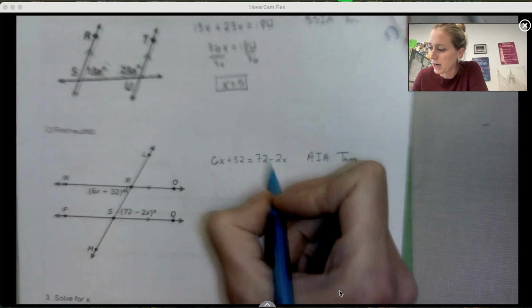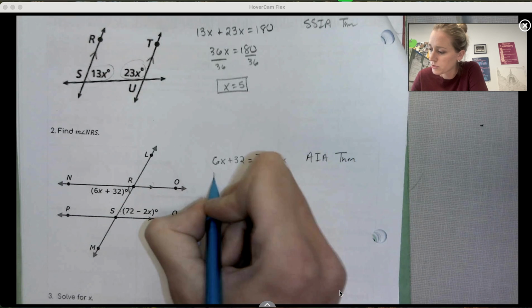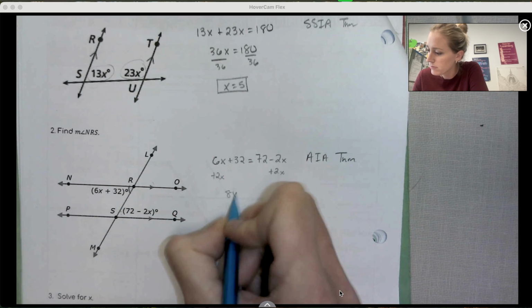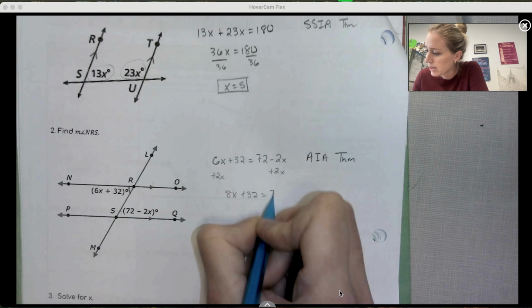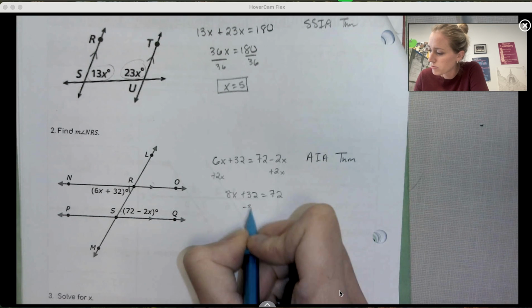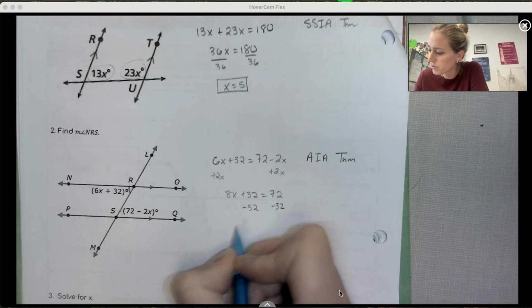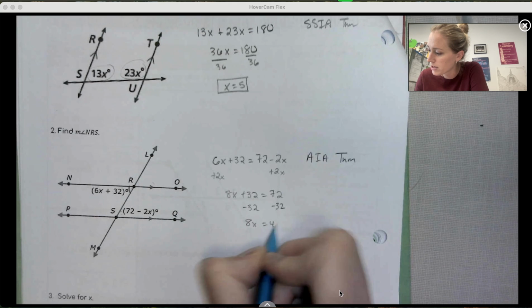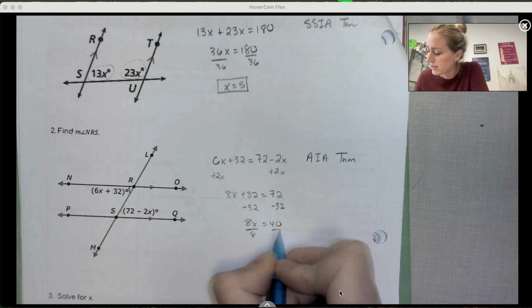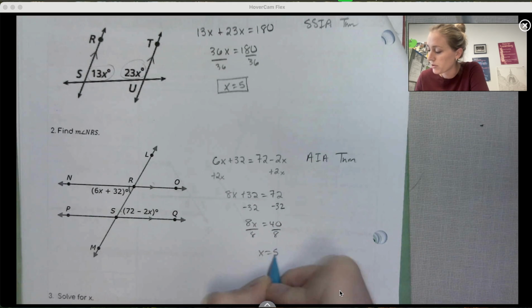Okay? All right, I'm going to get all my x's together. I'm going to add 2x to both sides here. And now I'm going to get rid of that 32. So we got 8x equals 40. Divide by 8. And we get x equals 5 for this one as well.